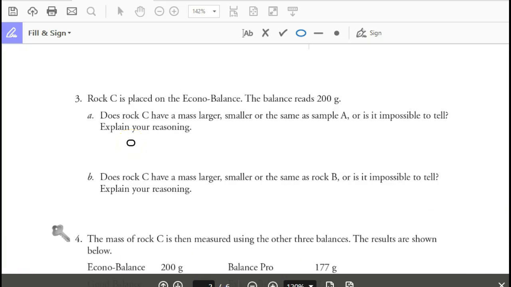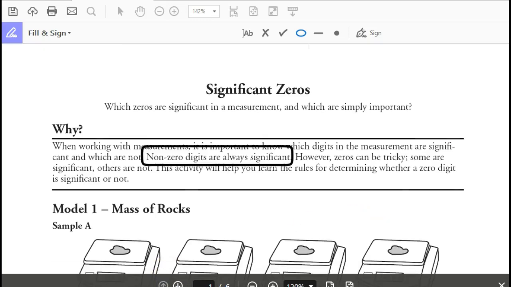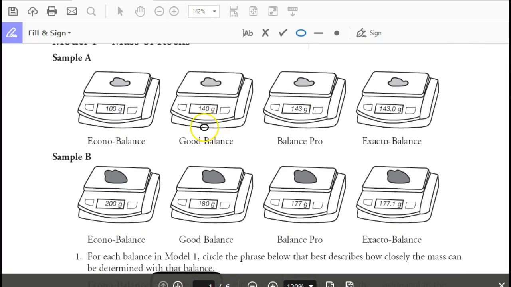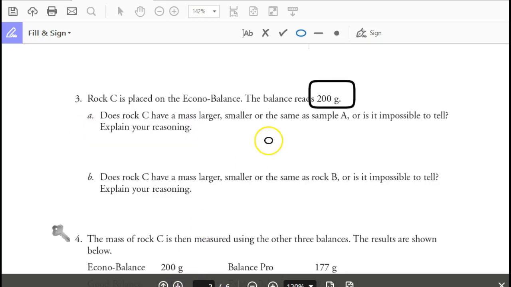Number 3, rock C is placed on the Econo balance and the balance reads at 200. So this is probably important. Does rock C have a mass larger, smaller, or the same as sample A, or is it impossible to tell? Explain your reasoning. So let's look at sample A again. Sample A is measuring at about 100 to 143 grams. So rock C is going to be larger because 200 grams is bigger than 100 to 143.